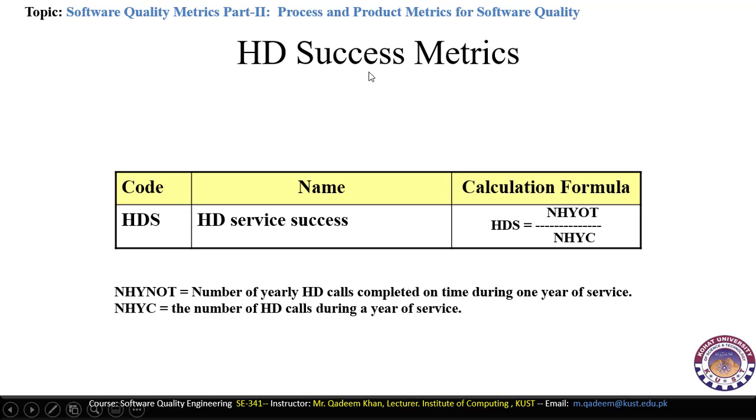HD is the help desk success metric. So help desk service success, HDS, is equal to the number of yearly help desk calls completed on time during 1 year of services divided by the number of help desk calls during a year of services. So the number of help desk calls which are completed within the particular time period of 1 year is in fact a ratio with the number of calls during the year of the service.